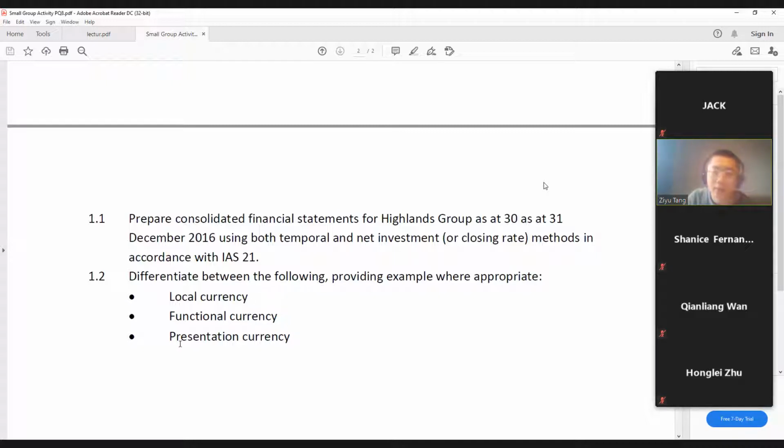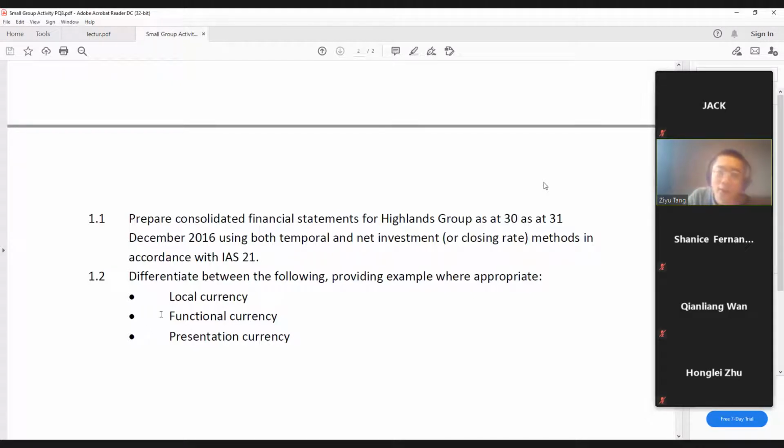Okay, and the third is presentation currency. This is also very simple. This is the currency that the parent company uses to make the financial reporting. So presentation currency is determined by the parent company's financial report. Local currency is mostly determined by the country where the company is based.